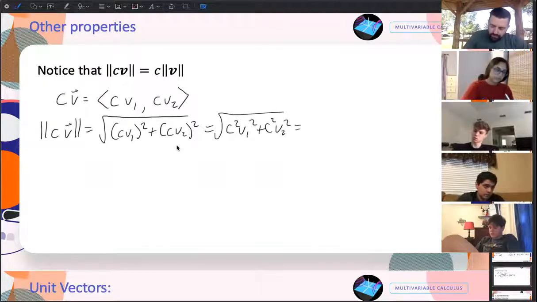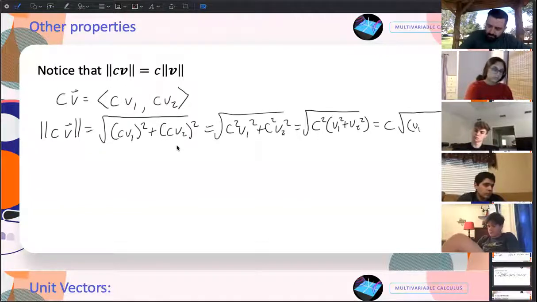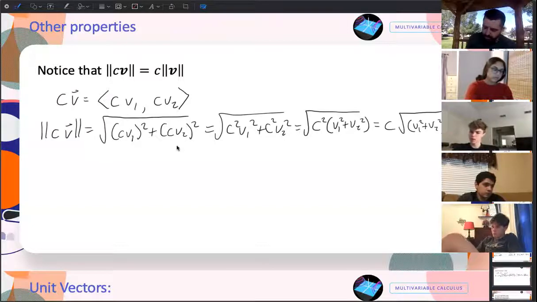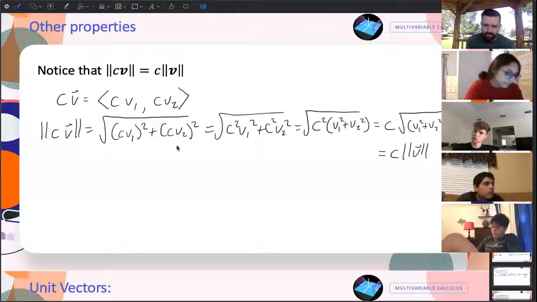And then we could further simplify that by factoring out a c squared. And then, because of arithmetic, what we know about square roots, I can take the square root of that c squared, that's a perfect square, and I get c times the square root of v1 squared plus v2 squared. And notice that's just the same as c times the magnitude of v. That's what we would have gotten if we had just factored the c out and found the magnitude.